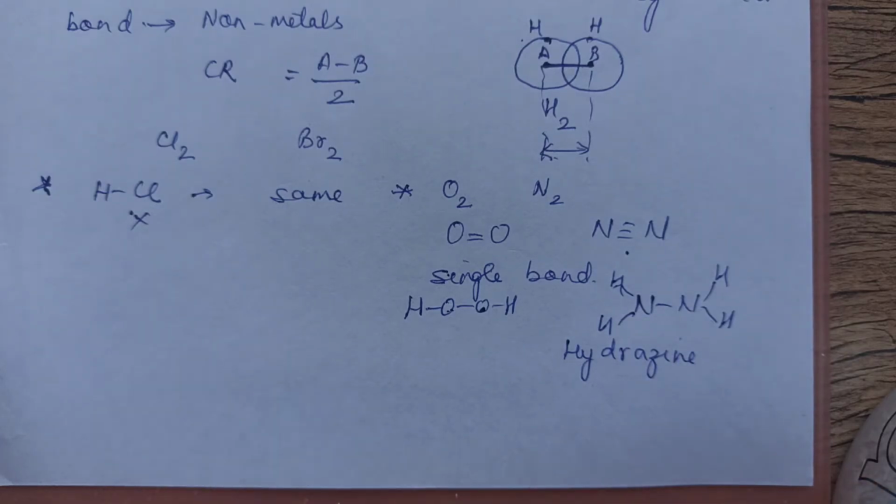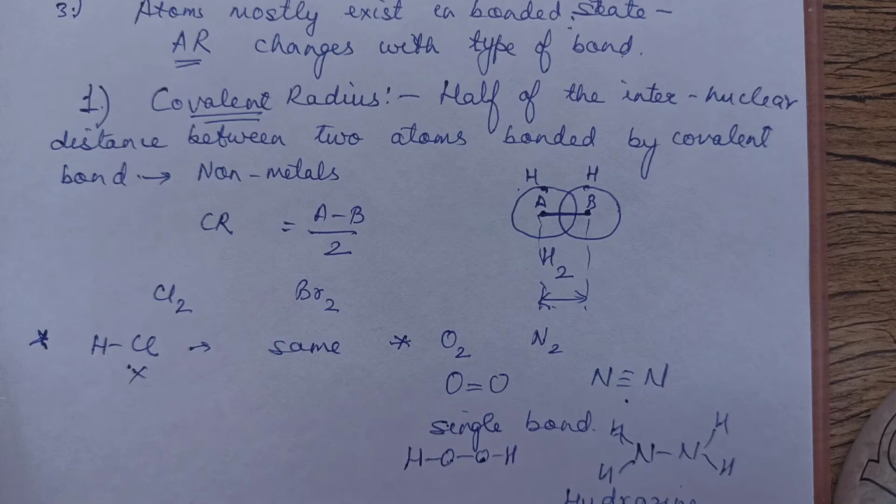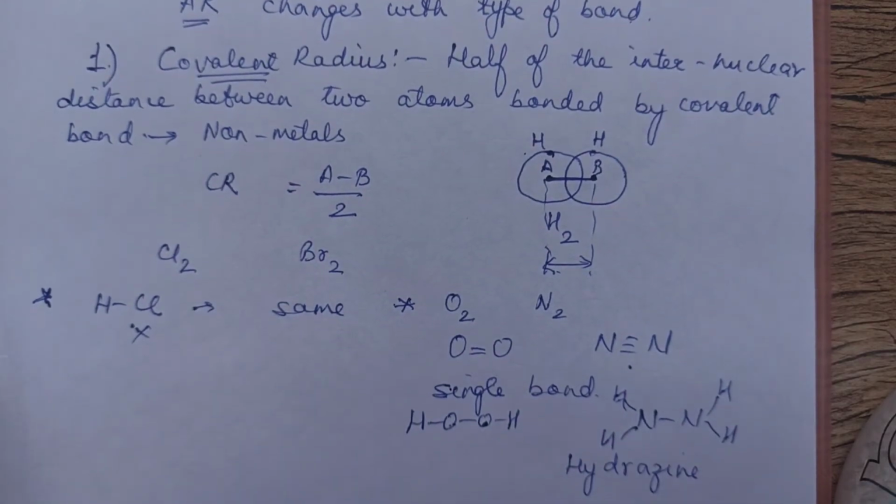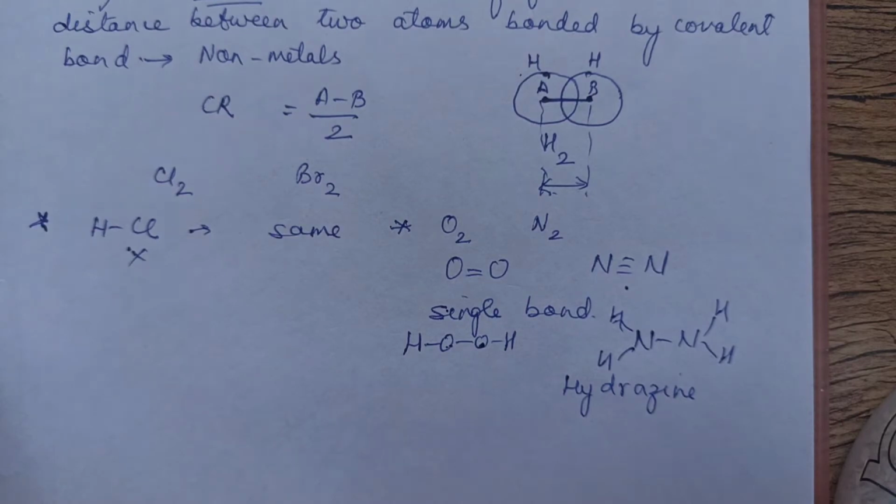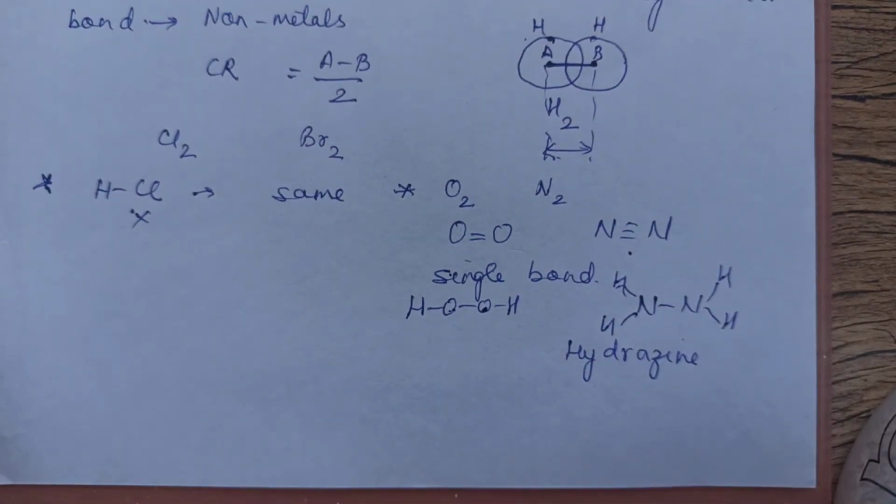So what have I discussed so far? What is covalent radius? Half of the internuclear distance between the two atoms. Then I said the two atoms should be the same to find the covalent radius. If they are different, we will not be able to calculate the actual value. Then we also discussed that the two atoms should have a single bond. Then only we can measure. Okay, now let us take another one.